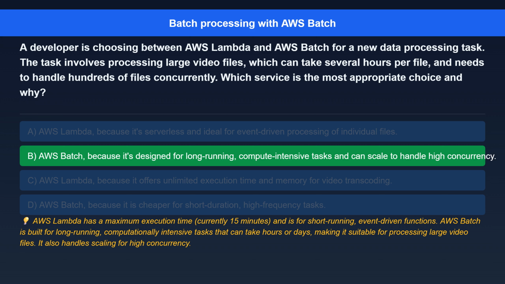The correct answer is AWS Batch, because it's designed for long-running, compute-intensive tasks and can scale to handle high concurrency. Here's the explanation. AWS Lambda has a maximum execution time, currently 15 minutes, and is for short-running, event-driven functions. AWS Batch is built for long-running, computationally intensive tasks that can take hours or days, making it suitable for processing large video files. It also handles scaling for high concurrency.